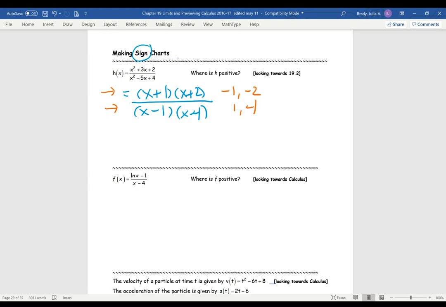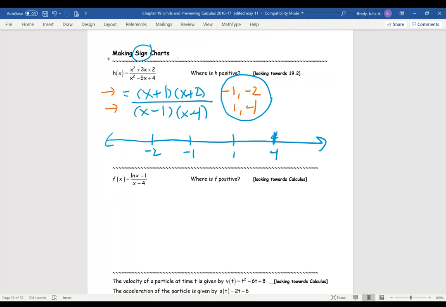The key thing is you want to make an old-fashioned number line, and you're going to organize these numbers. All that's important is that you put them in numerical order. The spacing is not important. So the smallest number is negative 2, and then the next number is negative 1, and then the next number is 1, and the next number is 4. And those 4 points divide the set of real numbers represented on the number line into 1, 2, 3, 4, 5 spaces.